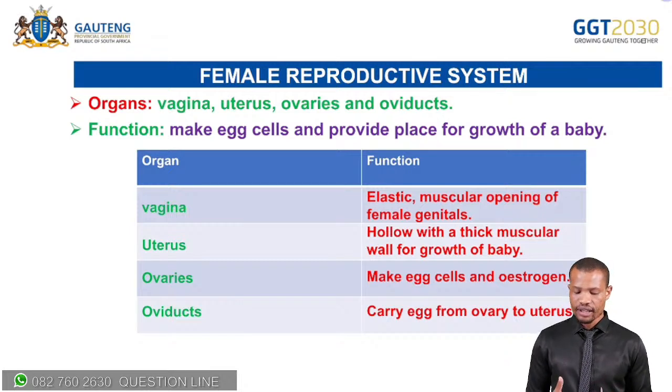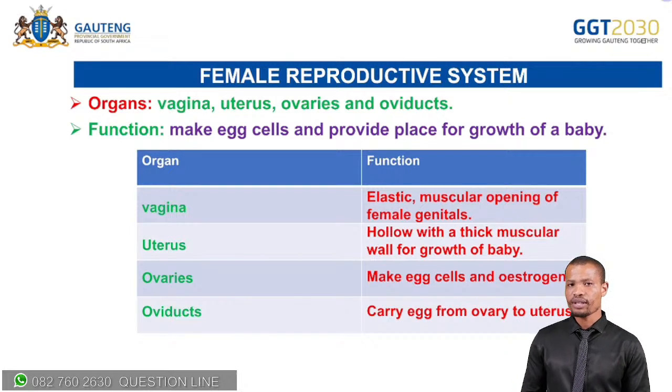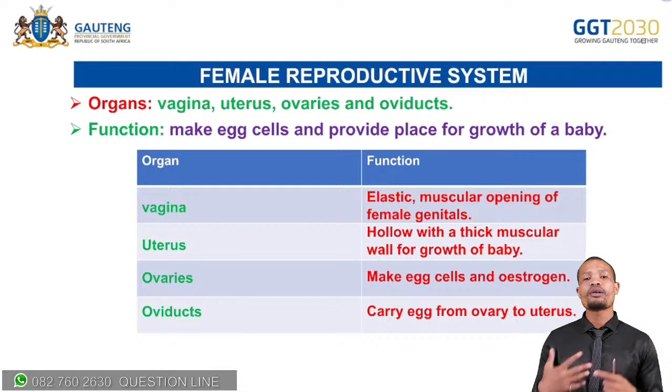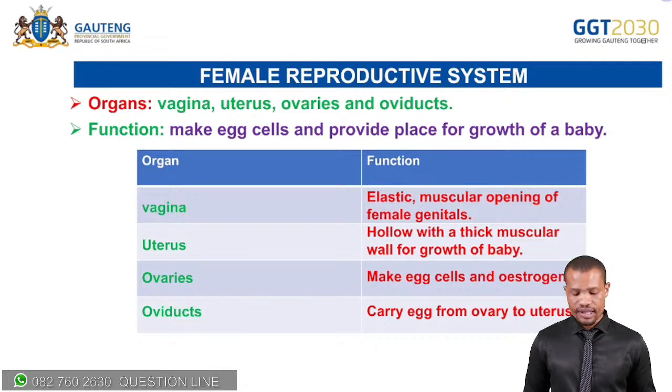We have the vagina. It is an elastic muscular opening of the female genitals. It acts as a birth canal when a baby is born. We said it is an exit point of a baby when it is being born, and it is an entrance point of a penis during copulation, which is also known as sexual intercourse.